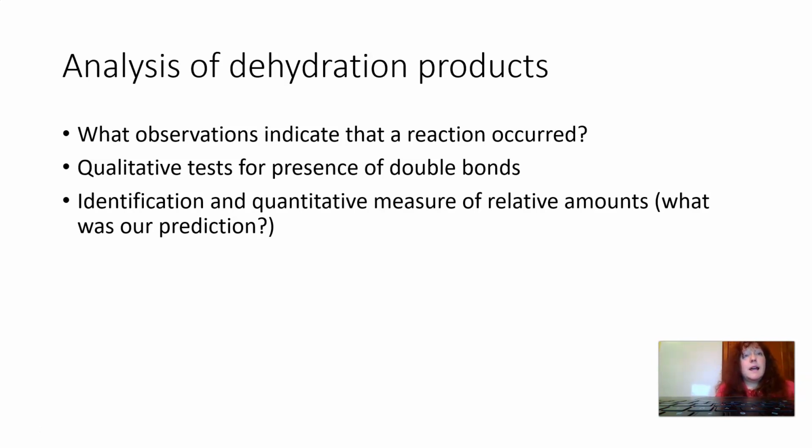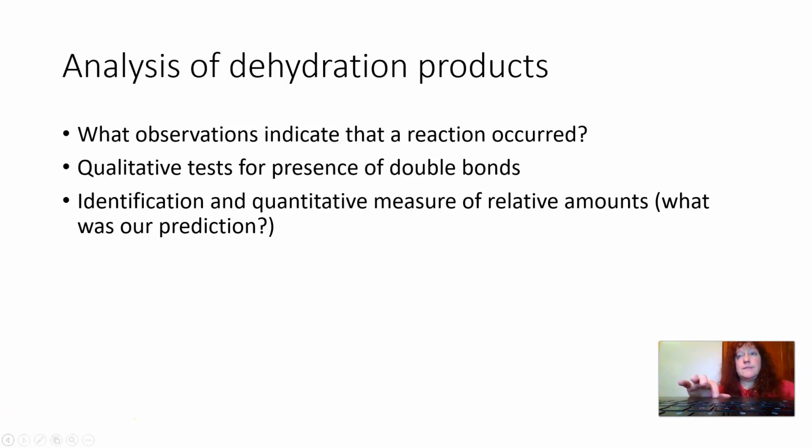So at that point, you'll be doing something very much like you did in the very first simple distillation, where you have a pre-weighed graduated cylinder, collect your distillate, weigh it again, so you have a mass and a volume of your distillate, and then you're going to analyze it in two different ways. So the first way is going to be a qualitative test for the presence of double bonds, and then you're going to also do a GC to identify how many products are there, what the products are, and how many of each there are.